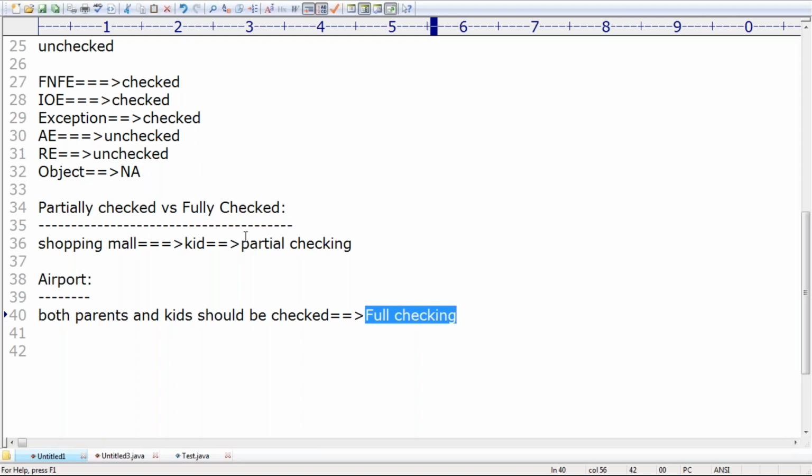Okay, sir, if only the parent should be checked and the child is not required to be checked, such type of checking is by default considered a partial checking.